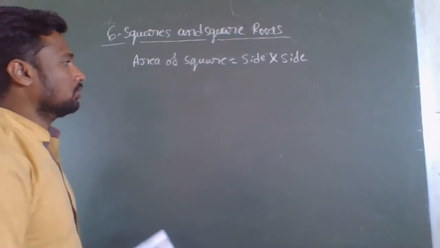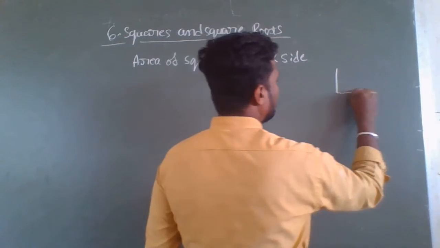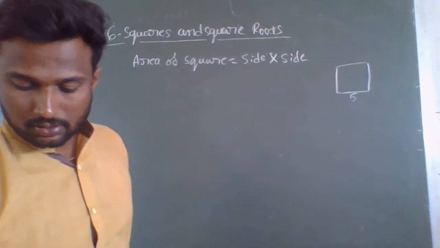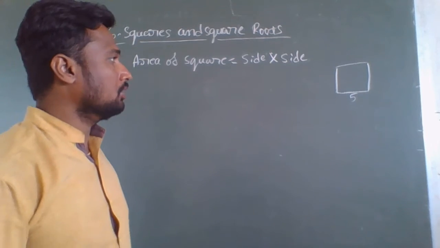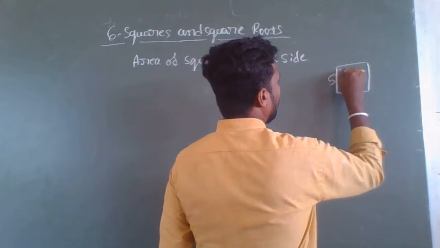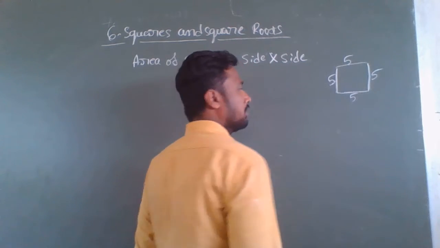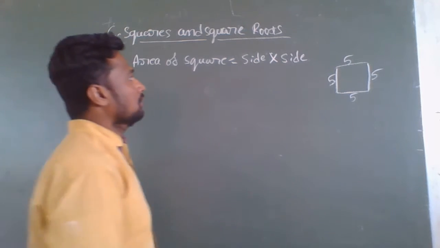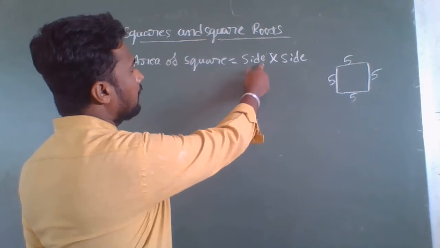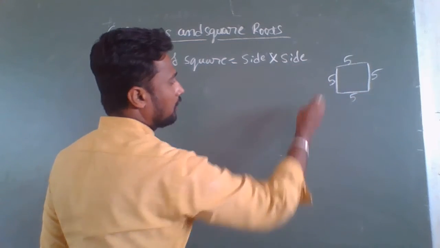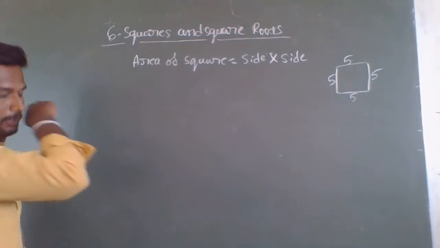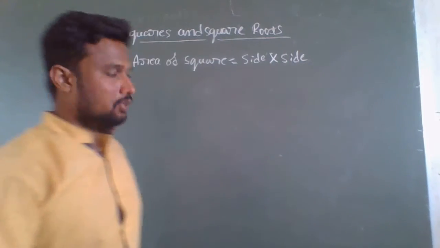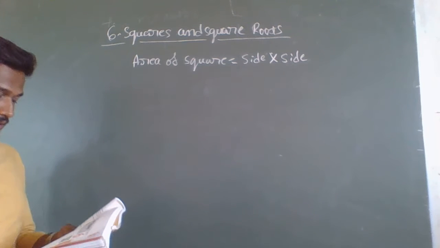Suppose, for example, consider one square, and if the length of one side is 5 centimeter, then the length of all sides will be 5 centimeter only, because in a square all the sides are equal to each other. Therefore, area of square is side into side, which is 5 into 5, which is 25 units. Area of square is equal to side into side.